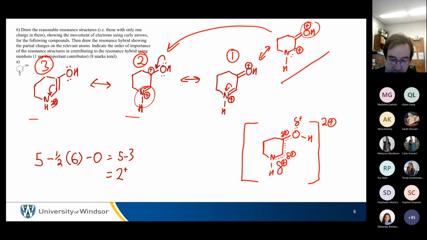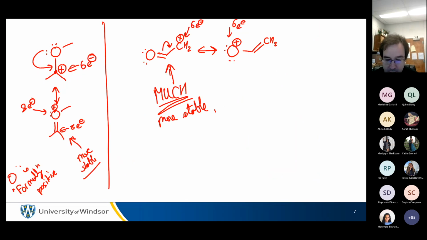But in this case, the oxygen has 8 electrons. It's got its lone pair. And so it's better. So keep an eye on those octets. It's important to keep an eye on the octets.